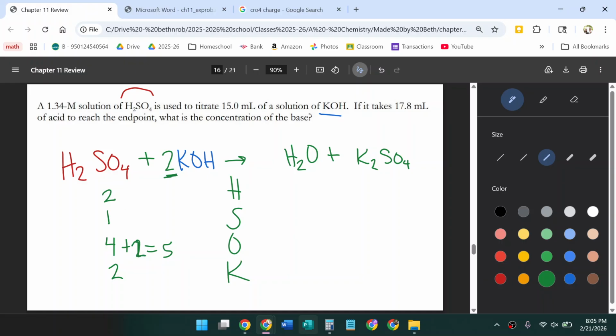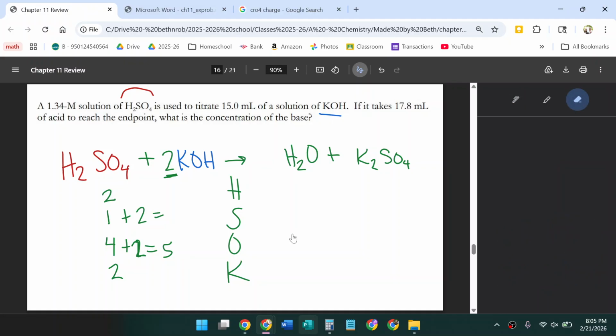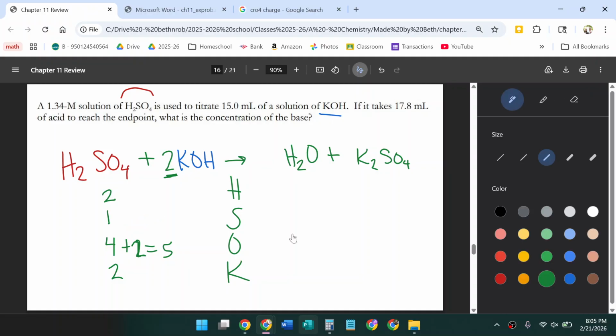That's 2. And we have 2 more H's. Why did I write that on the S row? I don't know. And then on this side, we have 2 here, and S's we have 1, and O's we have 1 here, and 4 here for a total of 5. And then we have K's, we have 2 K's. So that kind of breaks it a little bit.